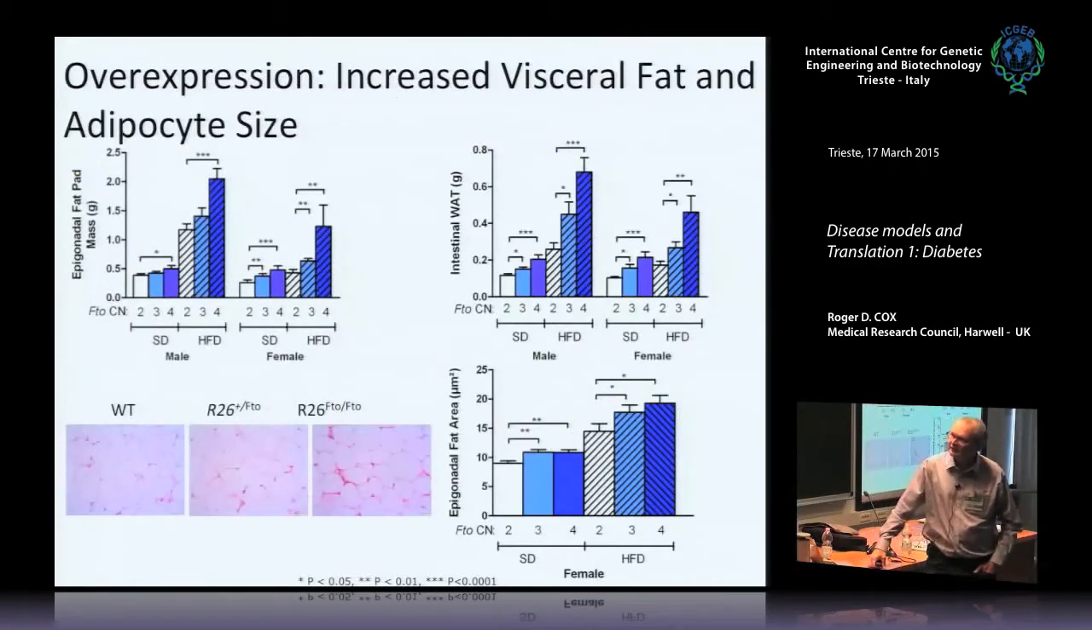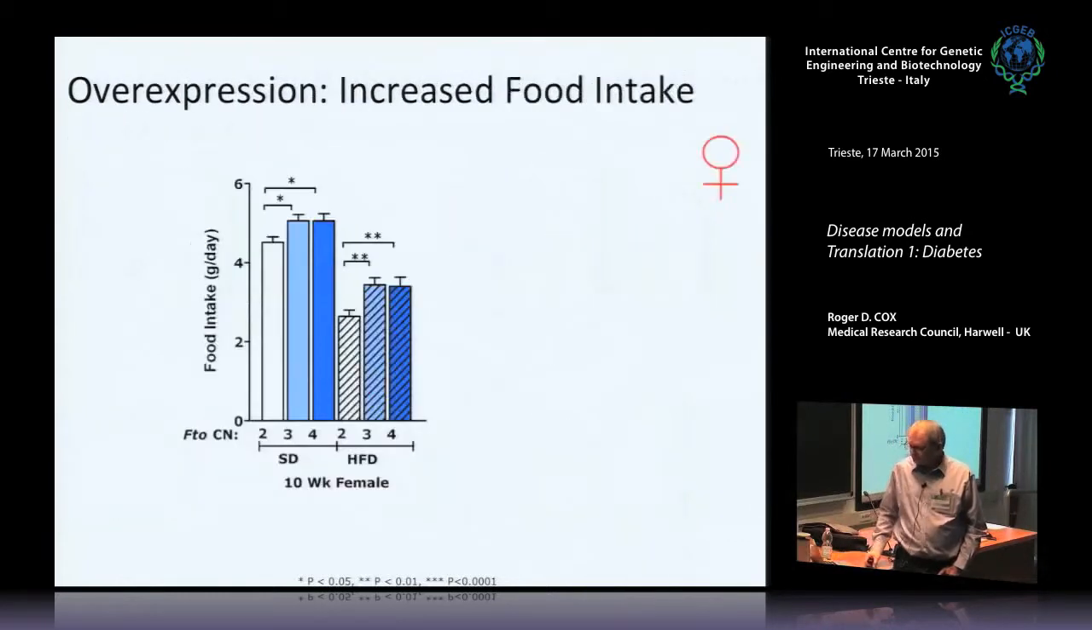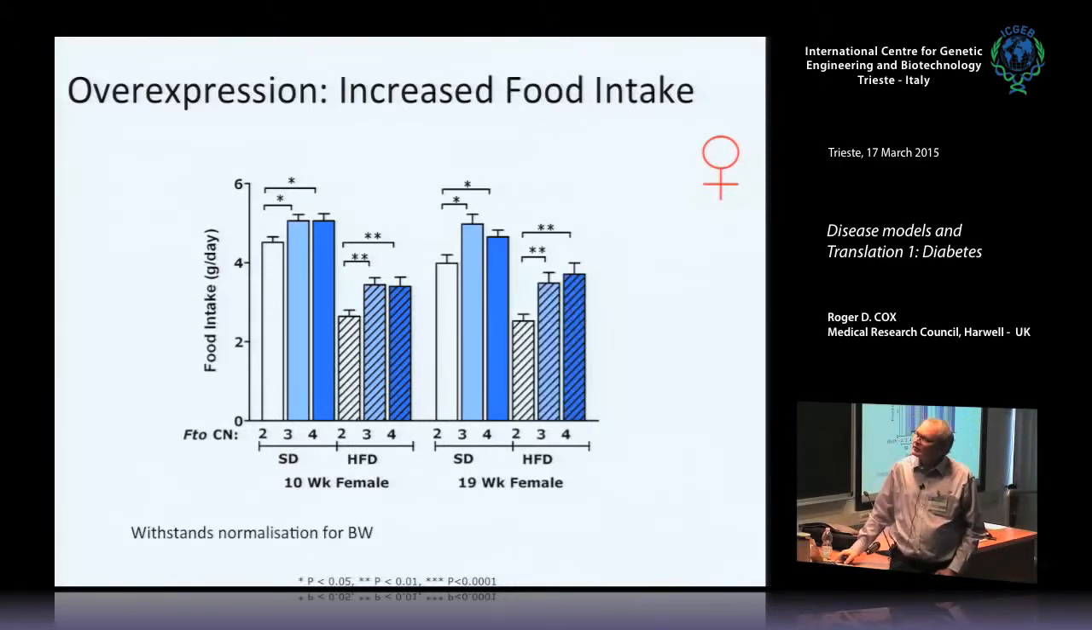When you look at visceral fat depots and weigh them, you can see an increase in the weight of these fat depots when you've got 4 copies on the standard and high-fat diet. When you look at the area of fat cells, we also saw an increase in fat cell size. When we measured food intake, we saw an increase in food intake. On both a standard and a high-fat diet, 3 copies and 4 copies of FTO increase food intake over 2 copies. This is at 10 weeks and 19 weeks, so the same story.